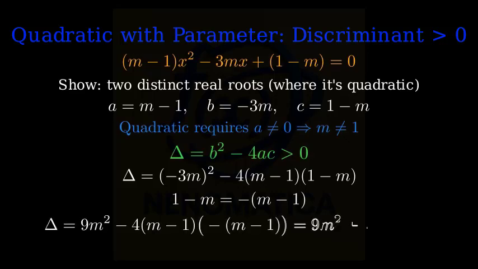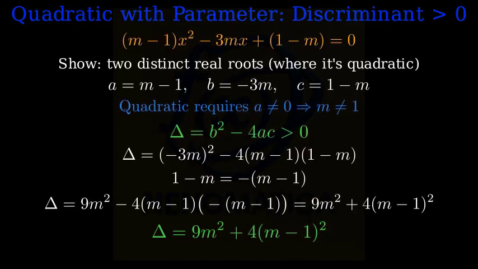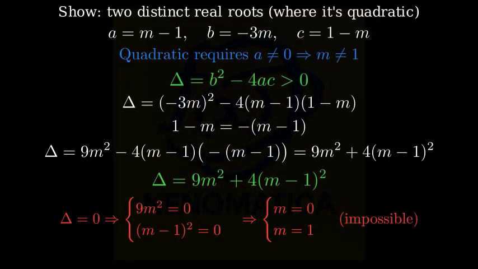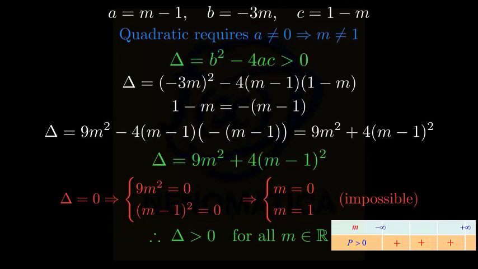So delta simplifies to 9m squared plus 4 times (m minus 1) squared. This is a sum of two non-negative terms. Now, 9m squared is at least 0, and 4 times (m minus 1) squared is at least 0. Equality to 0 would require m equals 0 and m equals 1 simultaneously, which is impossible. Therefore, delta is strictly greater than 0 for every real m.